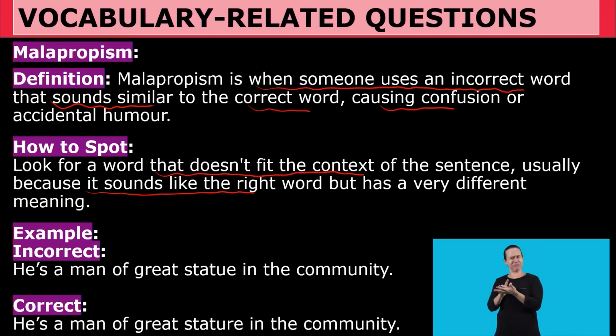Let's look at the example. He is a man of great stature in the community. The correct version of this sentence would be, he is a man of great stature in the community.